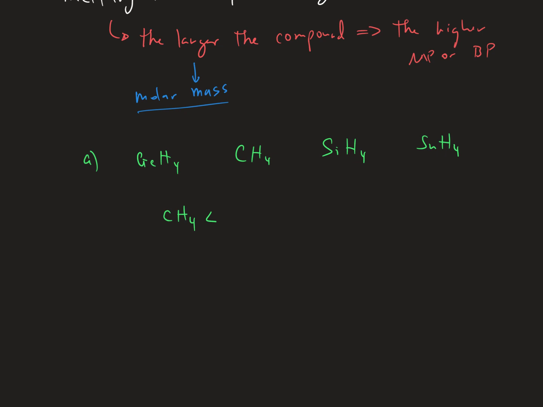So look at your periodic table. Which one has the next least mass? Silicon, right? And then germanium. And lastly, antimony. Or tin. That's not antimony, that's tin. Does that make sense to everybody?